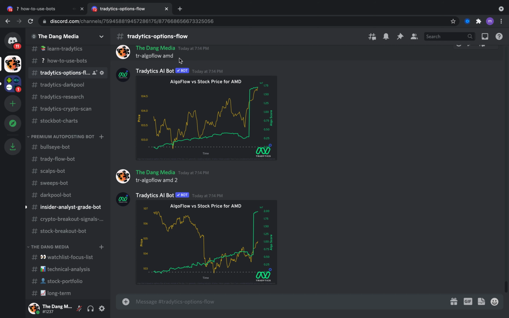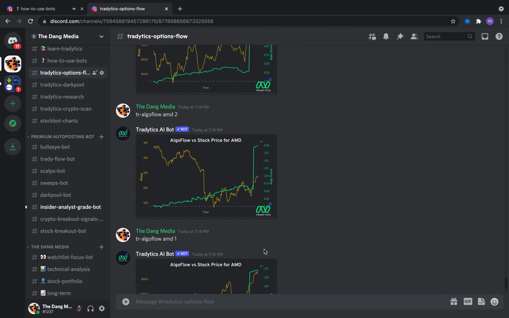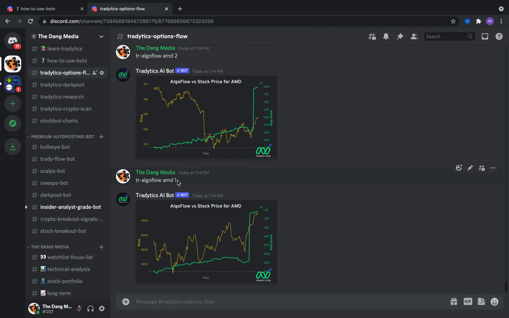If you do TR Algo Flow AMD 1, that's the same as this one. It's going to be the same, so you can see this is the same as that. When you're looking at the 1-day chart, you don't have to type in the 1. But if you're looking at a 2-day, 3-day, 4-day, or 5-day, you have to type in that number. It goes up to 5 days.